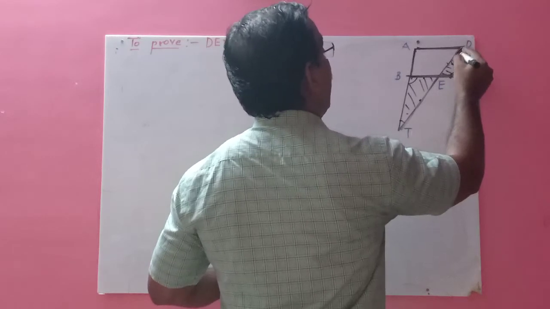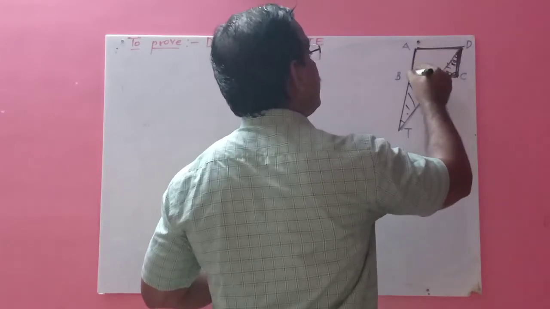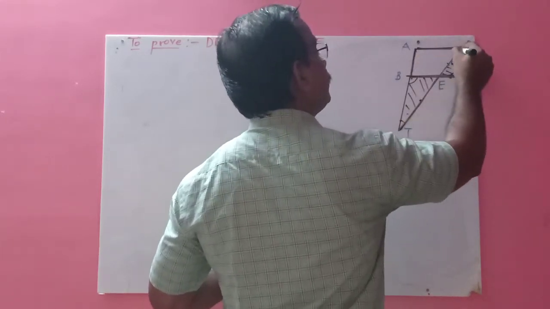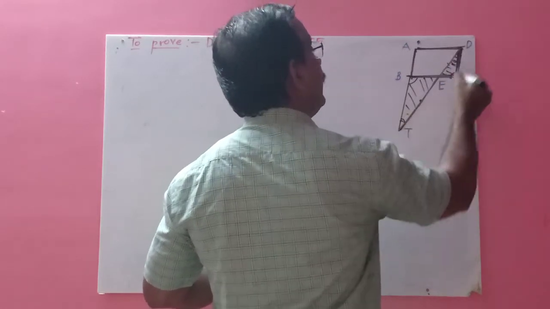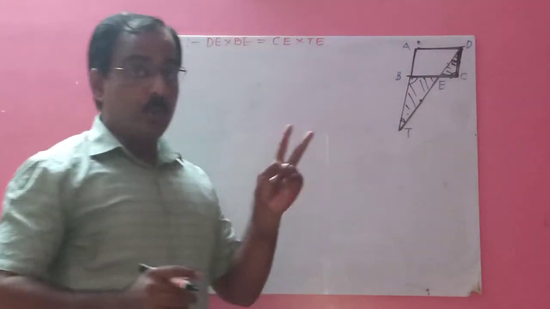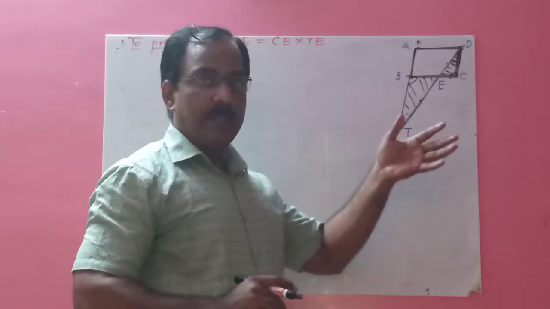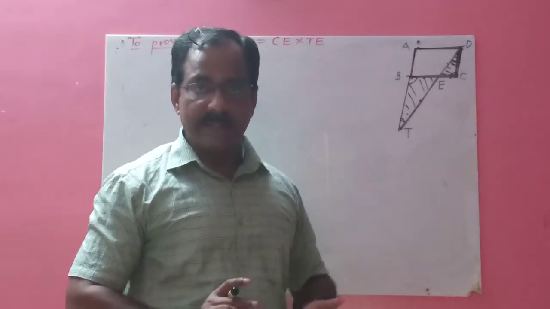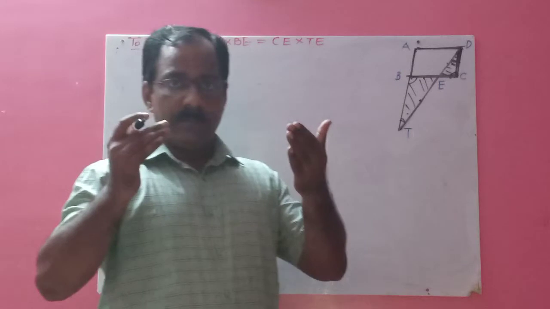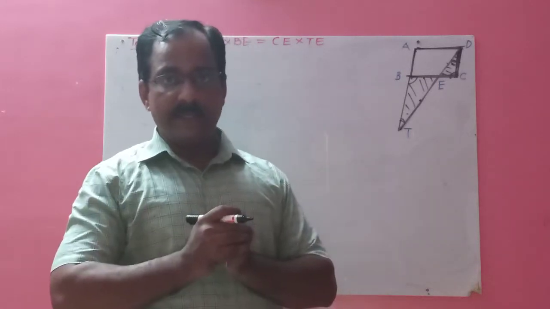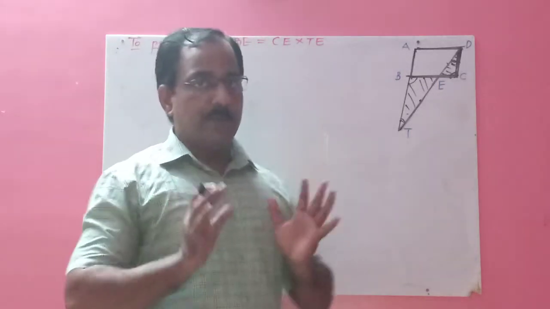If this is parallel to this, then this is the transversal. So therefore this angle is equal to this. So you got two pairs of angles congruent in both the triangles. It means their sides are in proportion. Then cross multiply, you will get your answer. Clear? So how will you start?